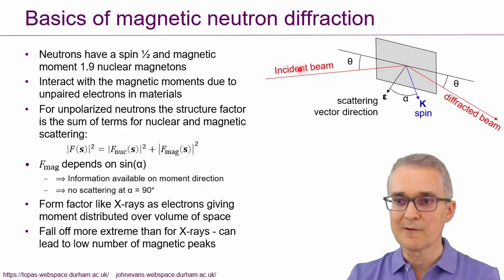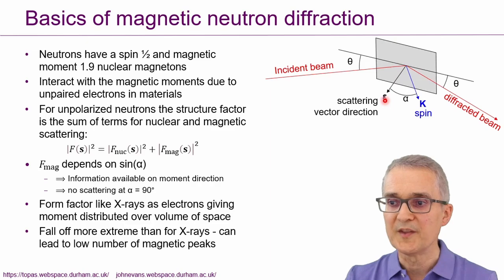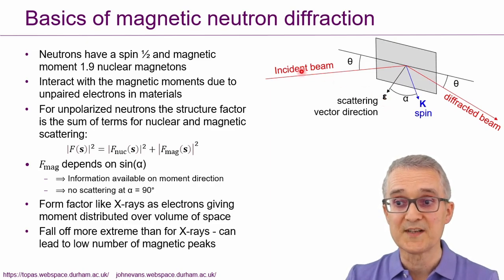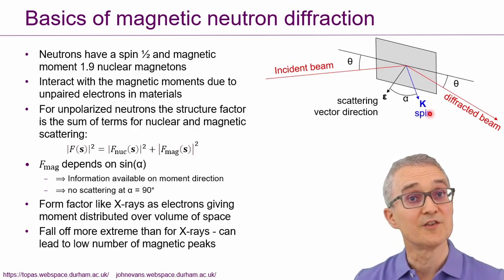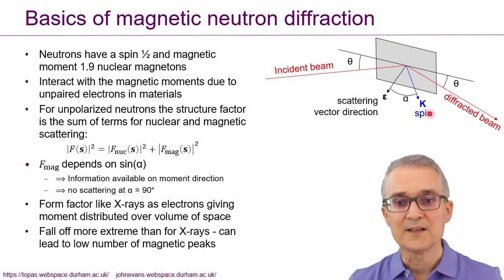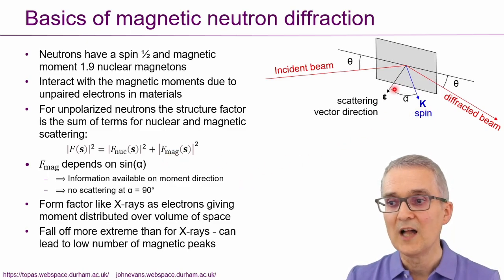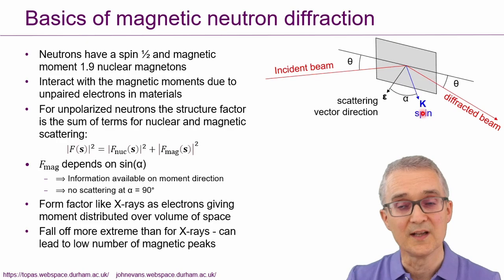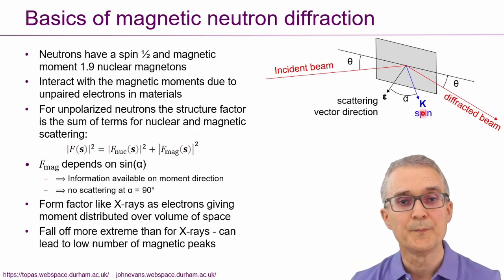If you look at the diagram on the right, I've got my incident neutron beam being scattered by a certain plane in the material into the diffracted neutron beam. Remember, the scattering vector is defined as a vector that bisects the incident beam and the diffracted beam. The blue vector here is representing the direction of the magnetic moments in the material. And it turns out the structure factor expression, this F mag term, contains a sine alpha, which is the sine of the angle between the scattering vector direction and the spin or magnetic moment direction. And it's that dependence that lets you work out the orientation of the magnetic moments in the material.